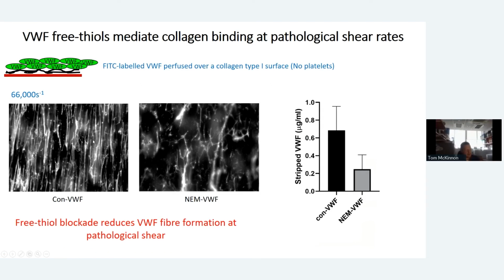Likewise, we then went back and did our assay again, where we just took purified VWF and diffused this over a surface. What you can see again is that with the control VWF, we're still forming these big, long, thick fibers in the direction of flow. What you can hopefully see is that when we thiol-block the protein, these fibers can no longer form. Not only do we have fewer fibers, they're very disjointed and not orientated in the direction of flow. So essentially, blocking those thiols can reduce the ability of VWF to form these thick fibers at pathological shear rates.